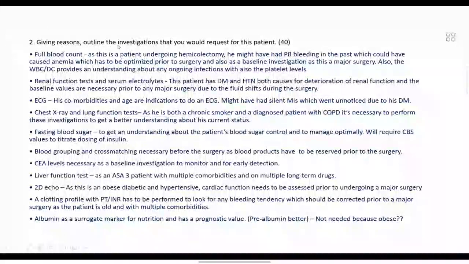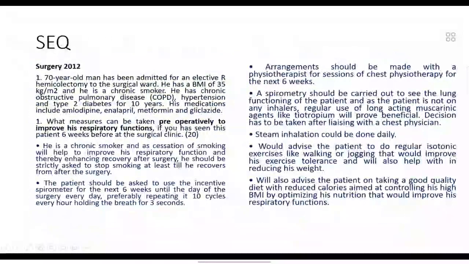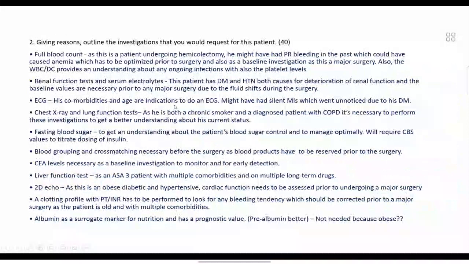This is the question: giving reasons, outline the investigations that you would request for this patient. Just see, they have given 40 marks for this patient because in the question they have mentioned the patient has a BMI of 35, is a chronic smoker, and has COPD, hypertension, type 2 diabetes mellitus, and is on all the medication. So this is a complicated patient. So for all the investigations we have studied, you can go for them. Chest X-ray, lung function, everything you can go for, because the patient has respiratory disease, diabetes, and uncontrolled hypertension.